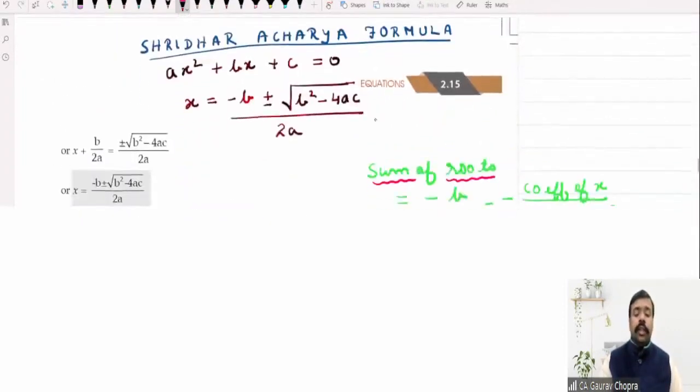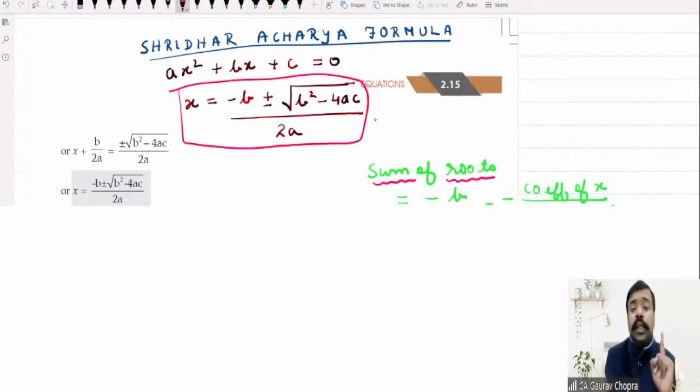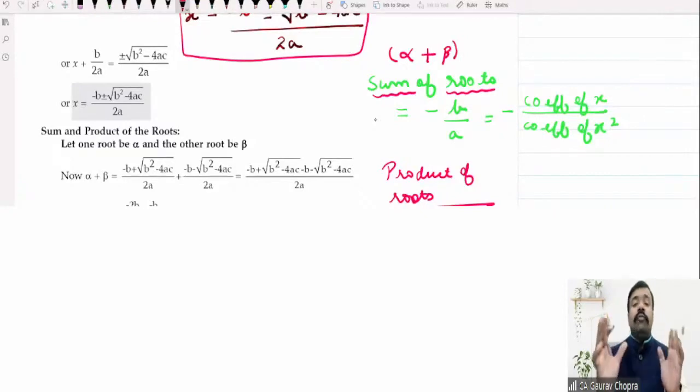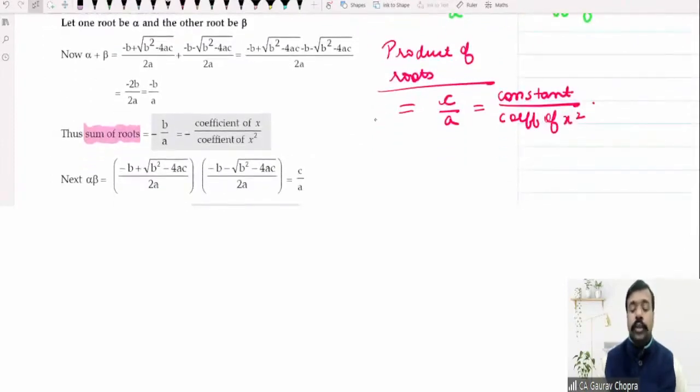So now here we have learned three formulas. One is to find the roots, that is x. To find the value of x, we have to learn this formula: minus b plus minus root of b square minus 4ac whole divided by 2a. To find the sum of roots, there are two roots, let's say one is alpha and the second one is beta. So alpha plus beta together is equal to minus b by a, or simply coefficient of x divided by coefficient of x square. And for product of roots, we say that it is c by a, or constant divided by coefficient of x square.